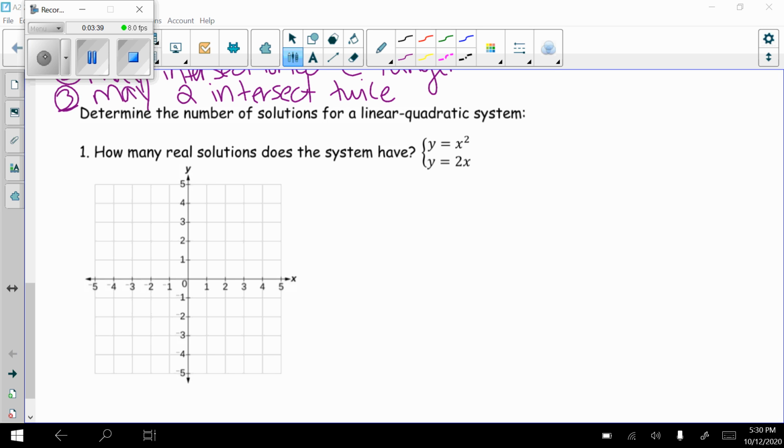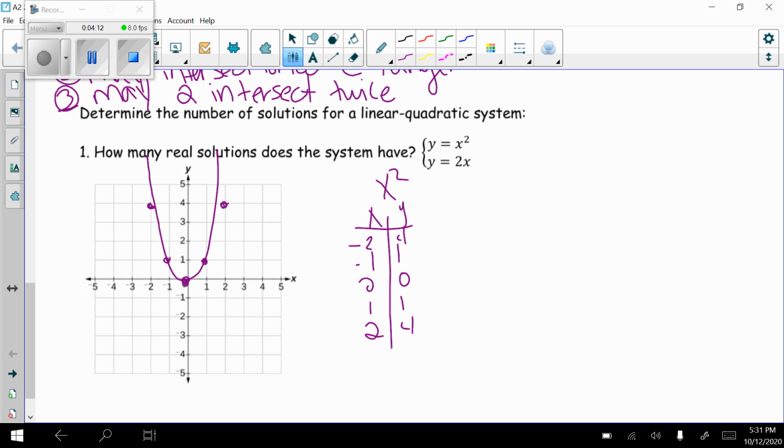So number 1, how many real solutions does the system have? And again, real solutions, so we're looking for actual intersection points. So if I graph y equals x squared, remember that is just my parent function. I pick -2, -1, 0, 1, and 2, giving 4, 1, 0, 1, and 4. So that's the parabola that we had been drawing up above. So I'm going to draw that parabola. Remember, it's a U shape.